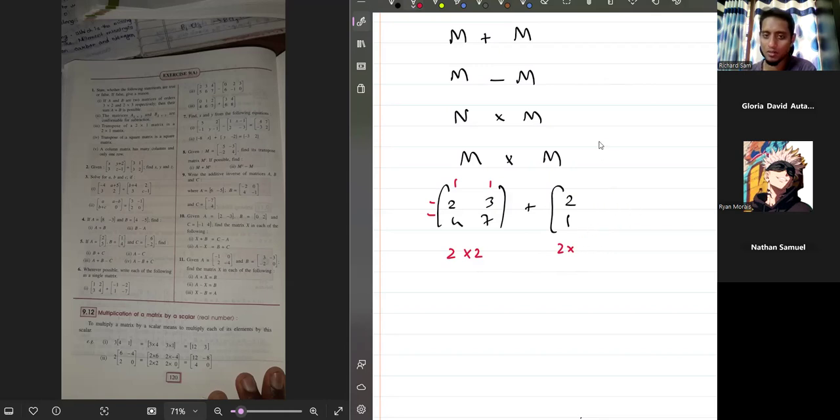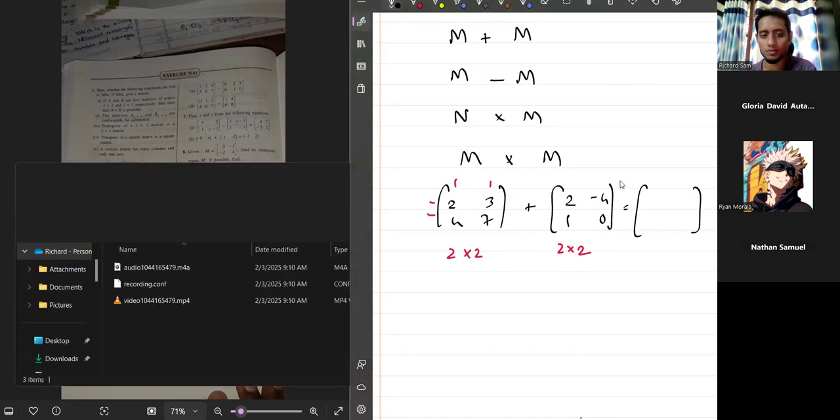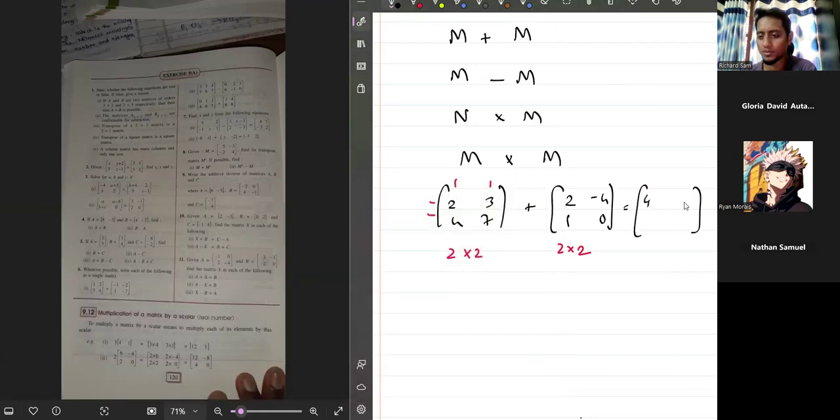So let's make it of the same order. We'll make it 2 by 2, minus 4 and 0. So now tell me the answer. First 2 plus 2. Next, tell me the next one. This and this. Match it. It's the same. Minus 1. Next. 5. Next one. 7 plus 0. 7. Addition of matrices, which is revising matrices. All right. So this is addition.